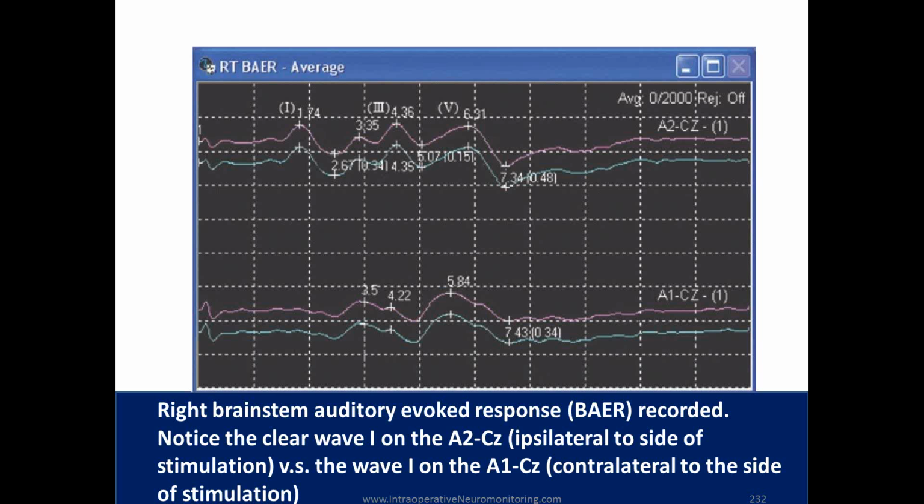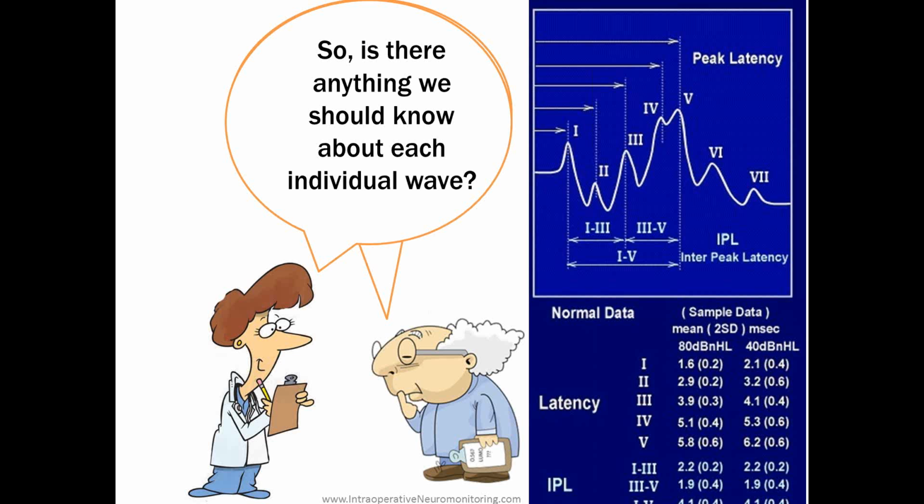Here again, we have a couple of BAERs. We look at the top trace, we have all 3 of them present, and on the bottom we have no wave 1. It has nothing to do with the patient's presentation, but it does have everything to do with the setup and what our near field response is. So a right brainstem auditory evoked response is recorded. Notice the clear wave 1 on the A2 to CZ, which is ipsilateral to the stimulation, versus the wave 1 of the A1 to CZ, contralateral to the side of stimulation.